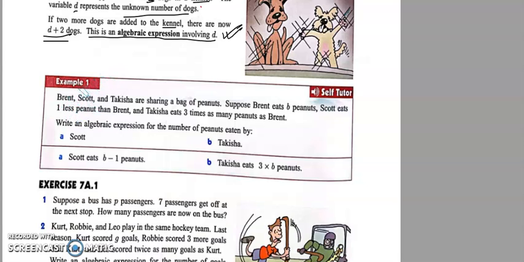Coming to example 1. Brent, Scott and Takisha are sharing a bag of peanuts. Suppose Brent eats B peanuts, Scott eats one less peanut than Brent, and Takisha eats 3 times as many peanuts as Brent. Write an algebraic expression for the number of peanuts eaten by Scott.